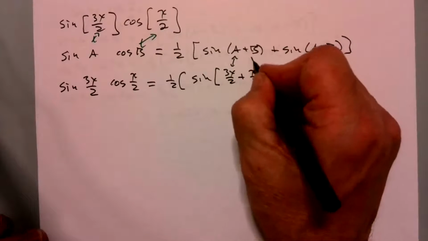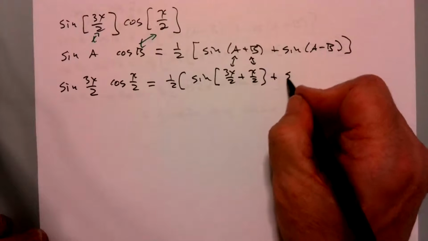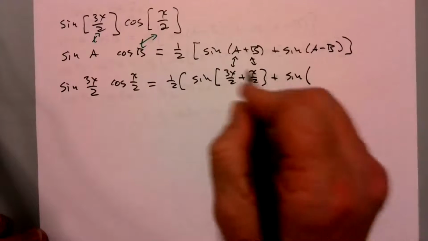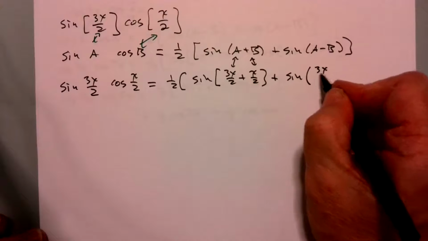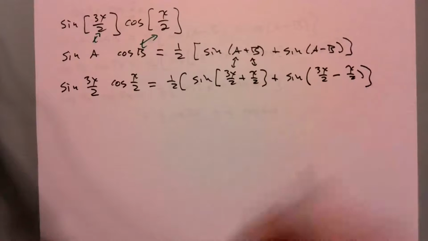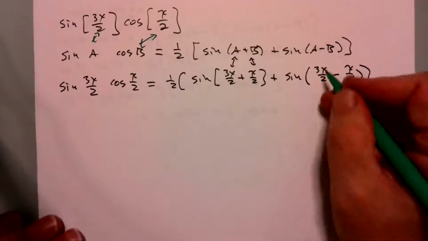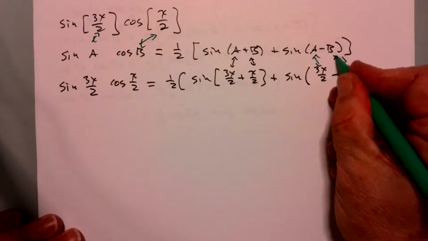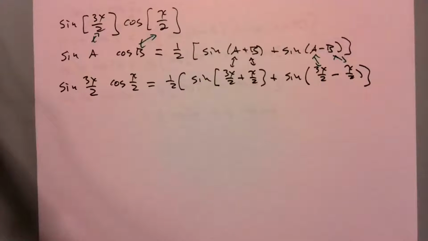A is 3x over 2, B is x over 2, plus sine A minus B. A again is 3x over 2, minus B is x over 2. That's A, that's B. Okay, continuing, what do we get?